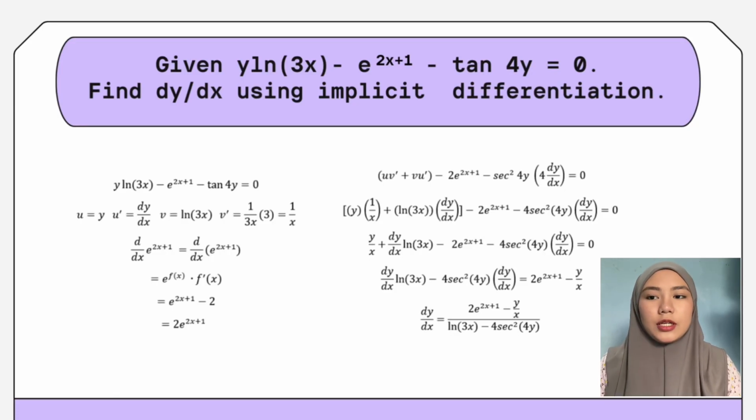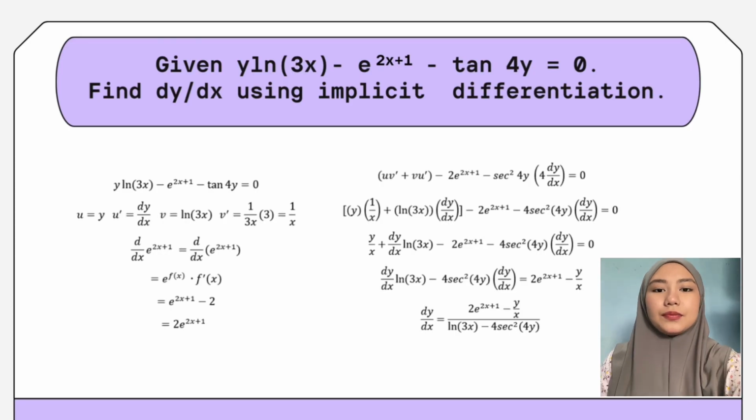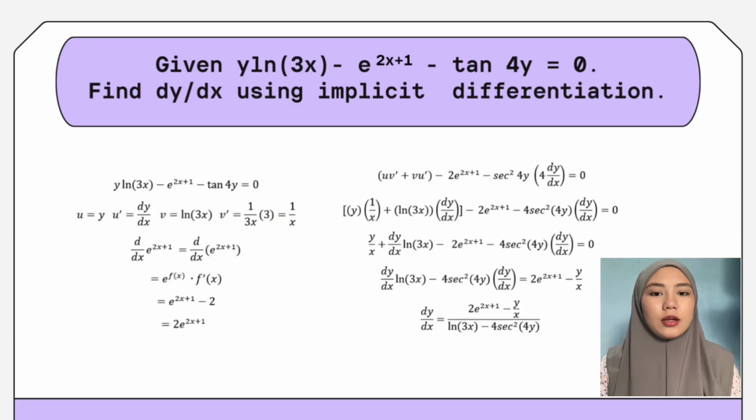We solve the equation by moving all of the dy over dx terms to the left side of the equation. We will get dy over dx ln 3x minus 4 sec square of 4y multiplied by dy over dx equal to 2e to the power of 2x plus 1 minus y over x. For the last step, we need to rearrange the equation. Then, we will get dy over dx is equal to 2e to the power of 2x plus 1 minus y over x, over ln 3x minus 4 sec square of 4y.